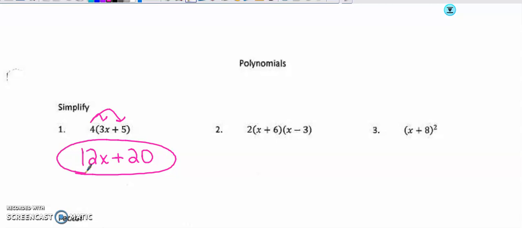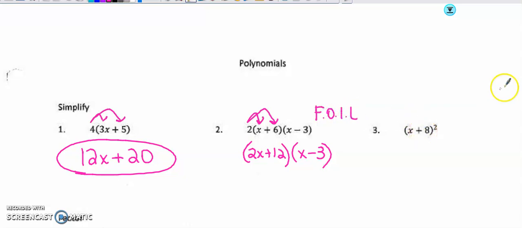On number 2, you have a monomial times a binomial times a binomial. Now you have a few choices here. The first thing you can do is distribute the 2, and you get a new binomial, 2x plus 12. And your second binomial is x minus 3. Remember, when you're multiplying a binomial times a binomial, you have to use FOIL.